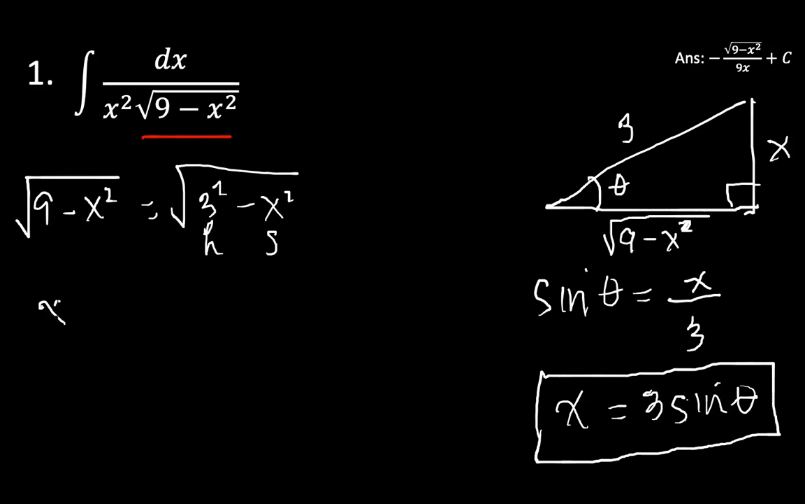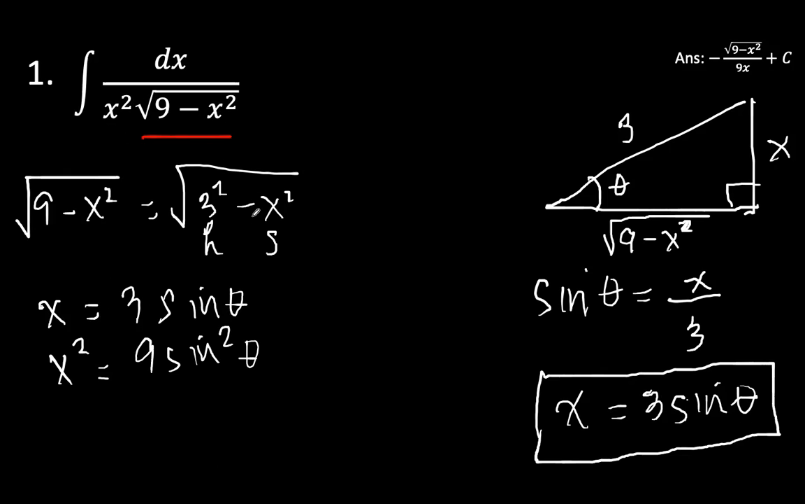So if x is equal to 3 sine theta, therefore x squared is equal to 9 sine squared theta, correct? And also, how about the square root of 9 minus x squared? How are we going to express this in terms of a trigonometric expression? One way to do that is to substitute x here. Okay, let's do that.